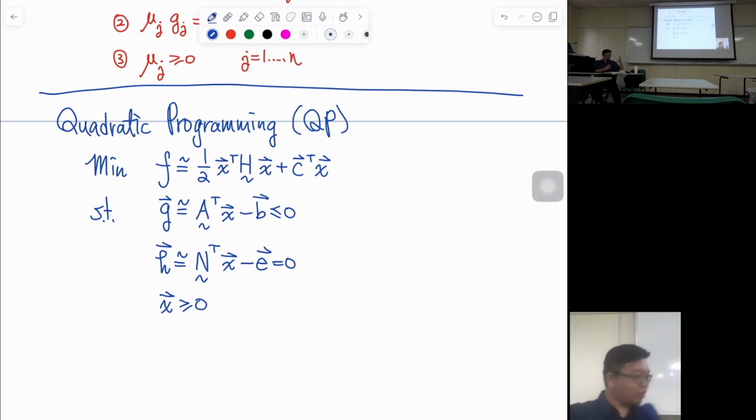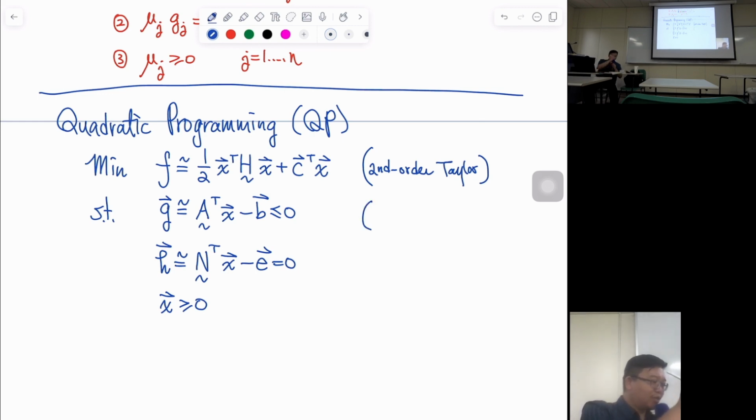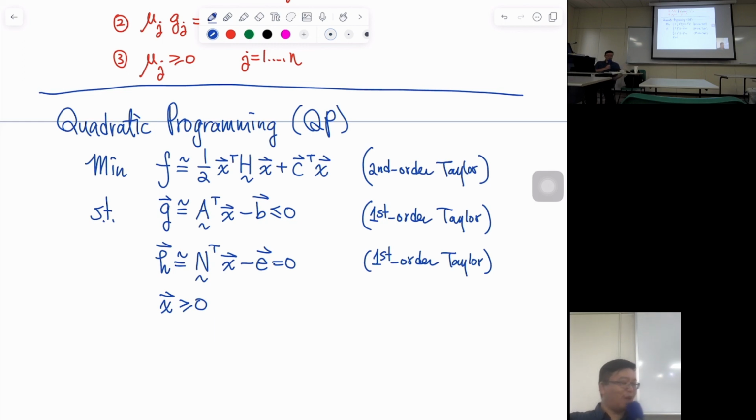Okay, so quadratic programming handles nonlinear optimization problems in this format. Over here, the objective function is being approximated by a second order Taylor expansion. Okay? And the inequality and equality constraints have been linearized by a first order Taylor expansion. So that's the standard format for this method. It handles a problem in this way. But if you have higher order functions, it's okay, just Taylor expand it.